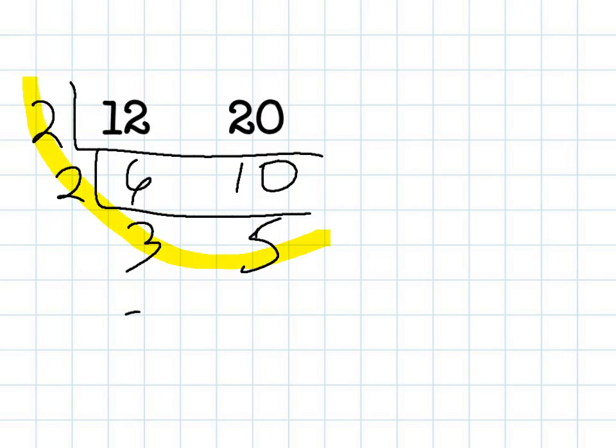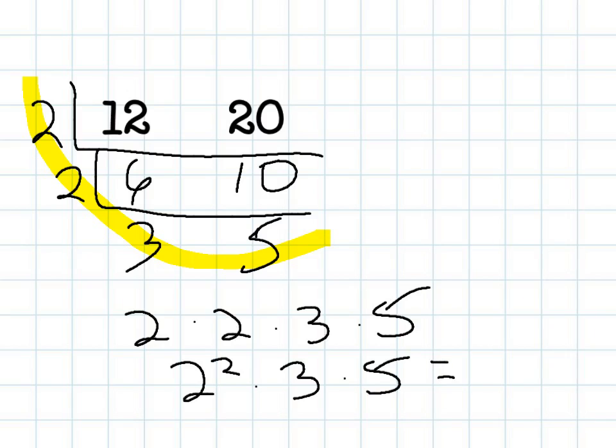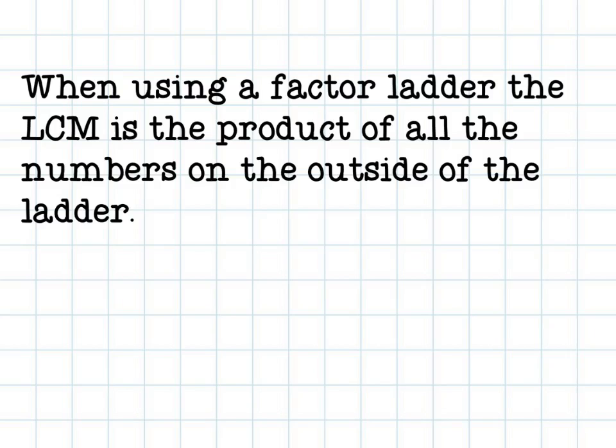So you would take 2 times 2 times 3 times 5, or 2 squared times 3 times 5. Well, 2 squared is 4, times 5 is 20, times 3 is 60. So your LCM, in this case, is 60. So when you're using a factor ladder, the LCM is the product of all of the numbers on the outside of the ladder.